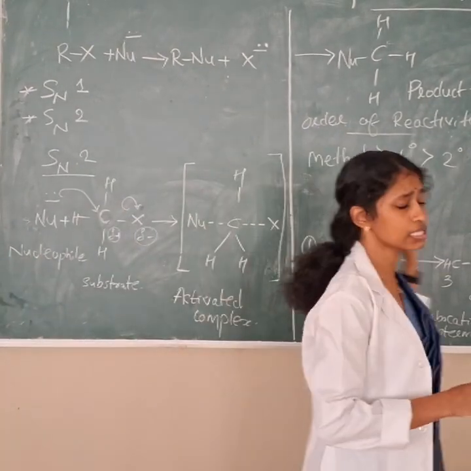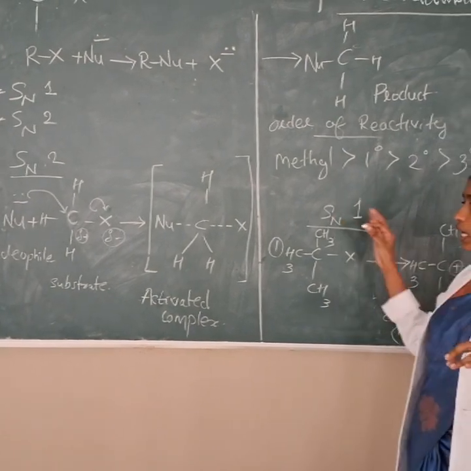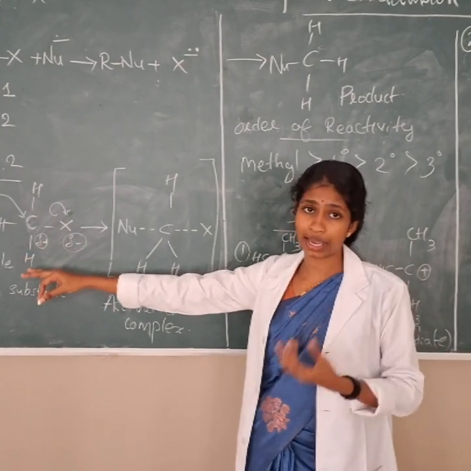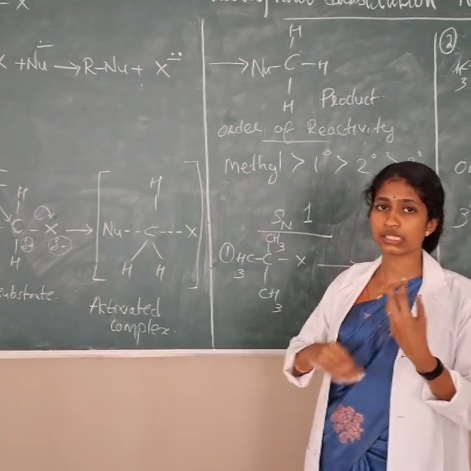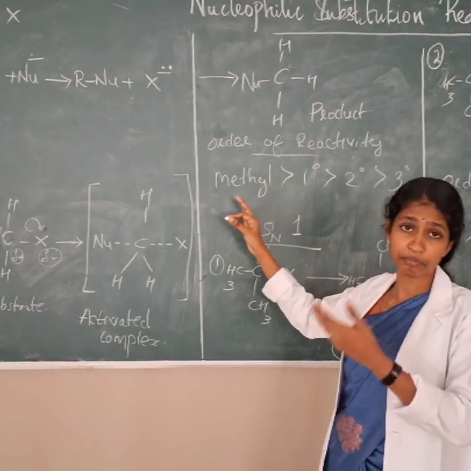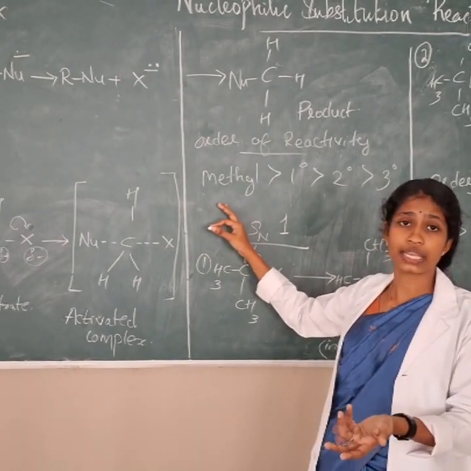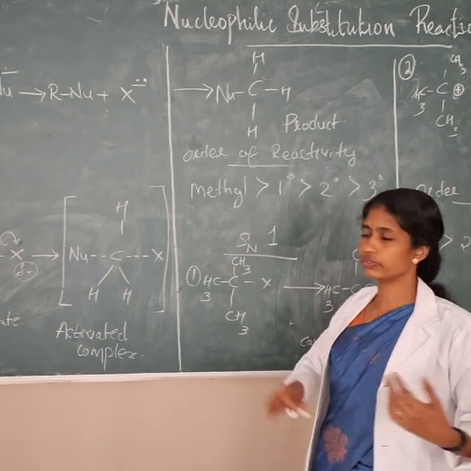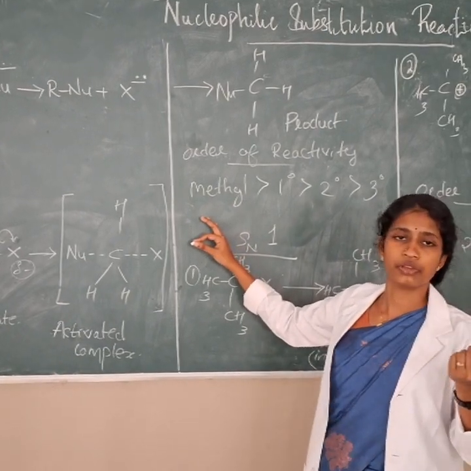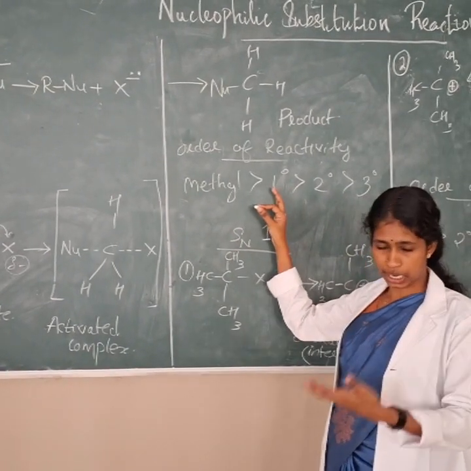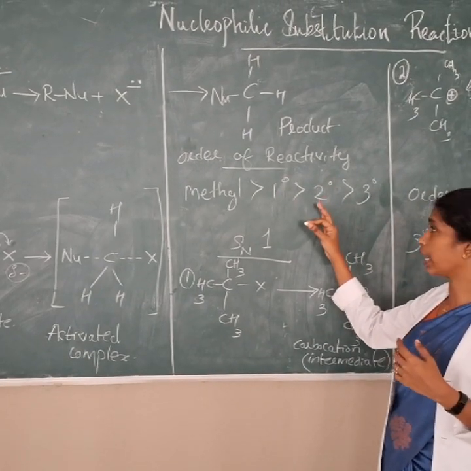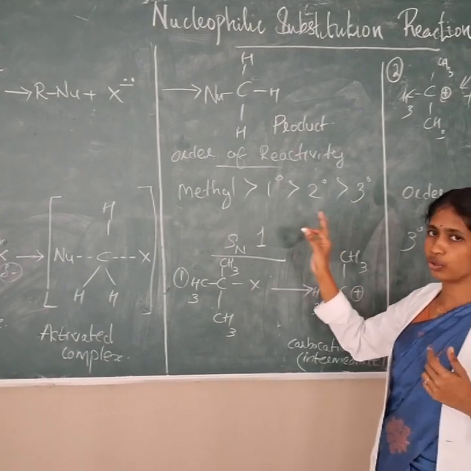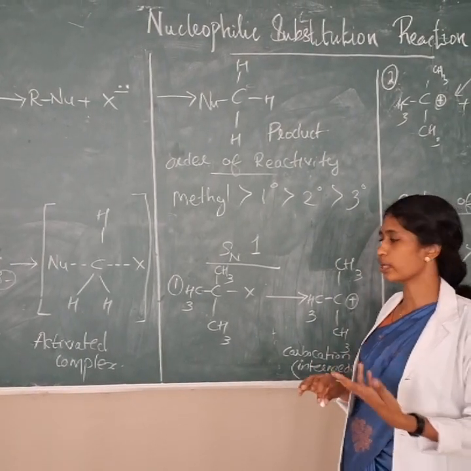Okay. Next is the order of reactivity. Actually, this mechanism is a back attack reaction, so if it is a primary alkyl halide, then the reaction will progress more readily. If it is a methyl, then it will react even more readily. So the order of reactivity is: methyl alkyl halide reacts more readily than primary, primary is more reactive than secondary, and secondary is more reactive than tertiary. This is the order of reactivity of alkyl halides towards the SN2 reaction.